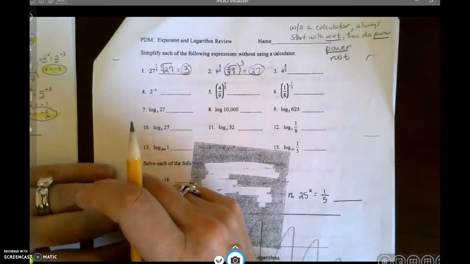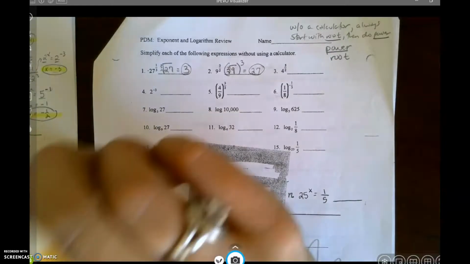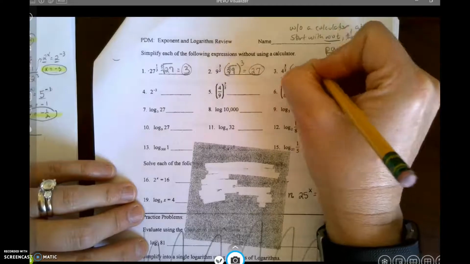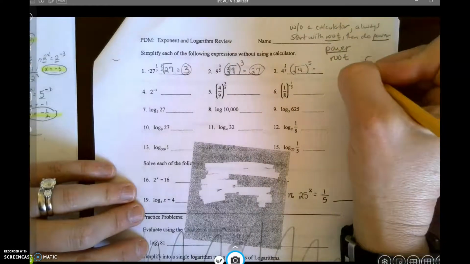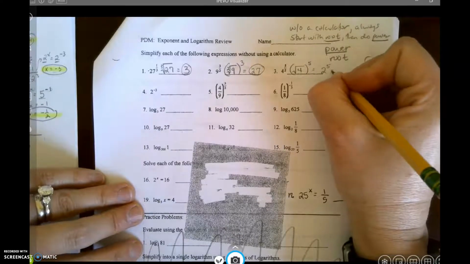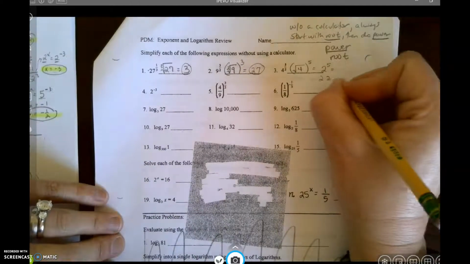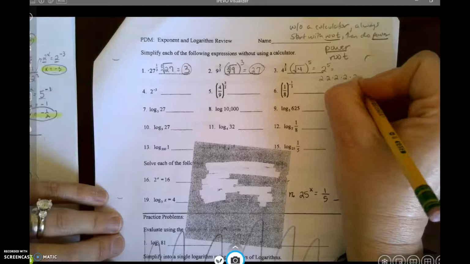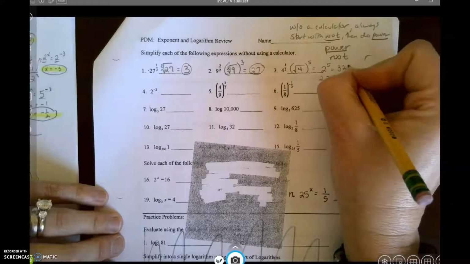Alright, let's go to number 3. Again, like I said, always do root, then power. Square root of 4, and then raise that to the 5th, which means I'm going to take 2 and raise it to the 5th power. 2 times 2 is 4, times 2 is 8, times 2 is 16, times 2 is 32.